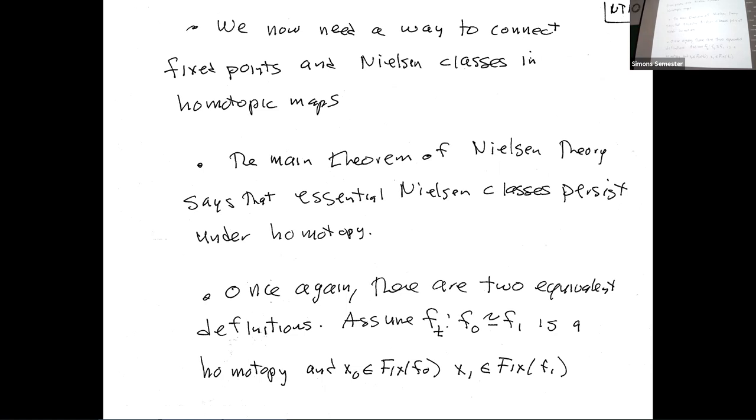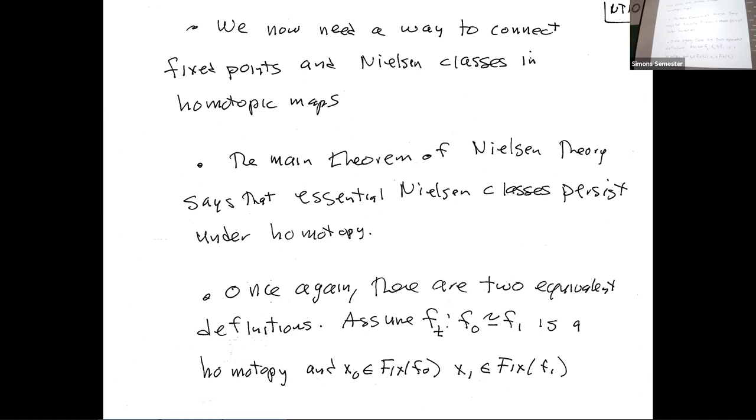Okay, so now the fundamental theorem that we're working on is that we want to homotope the map. So I need to talk about Nielsen classes corresponding under homotopy. The map at one end has Nielsen classes, the map at the other end has Nielsen classes, and we have to connect them somehow.